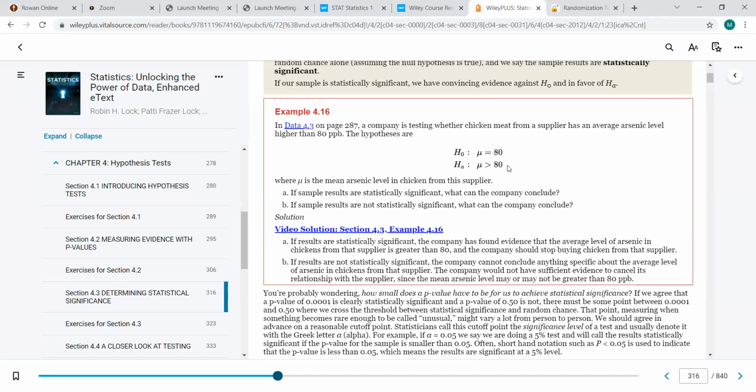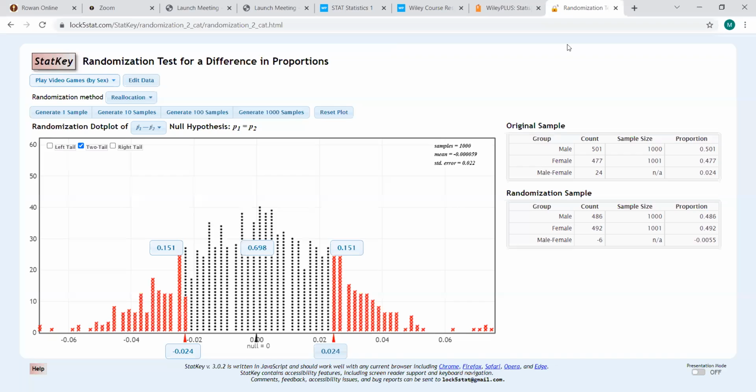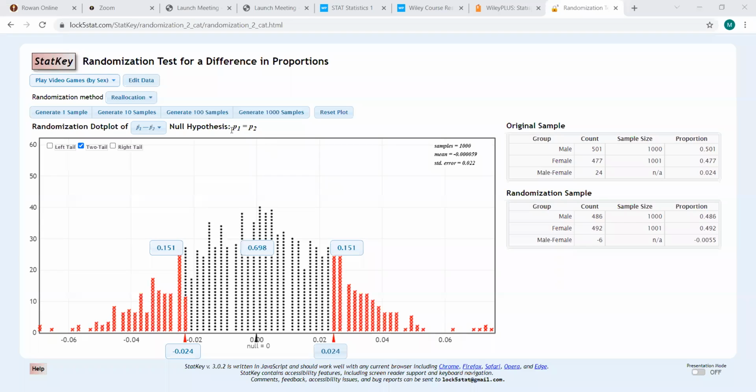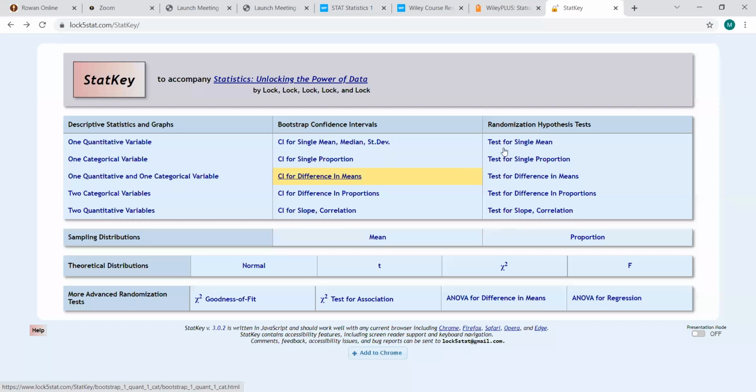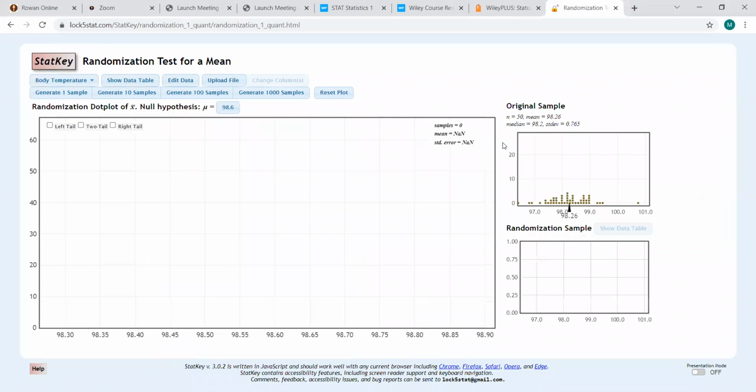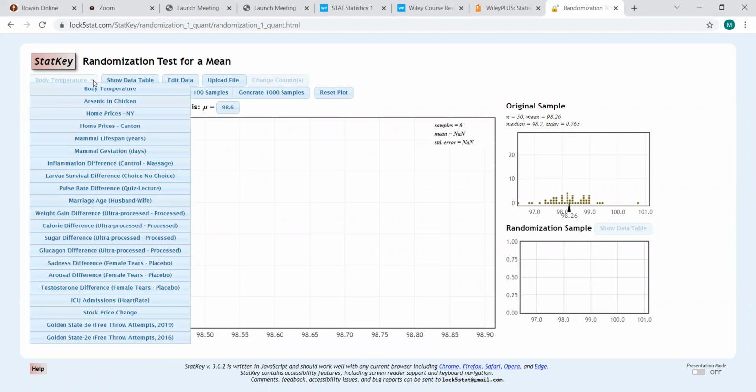All right, so let's go back to StatKey and actually do this. This is a case where we're just looking at one mean, so it's going to be a test for a single mean. It's just the arsenic level. We'll look for it here: arsenic in chicken, and here it is, second one listed.